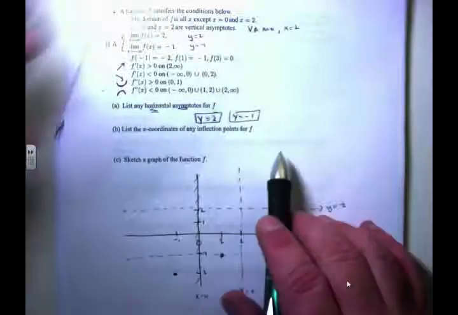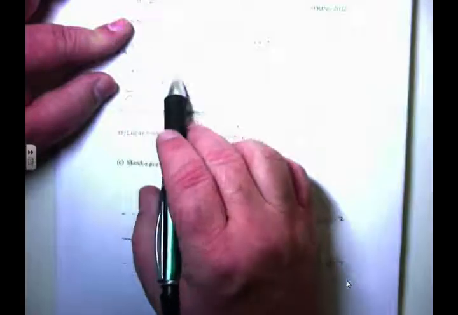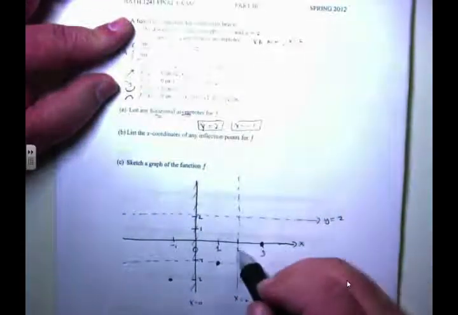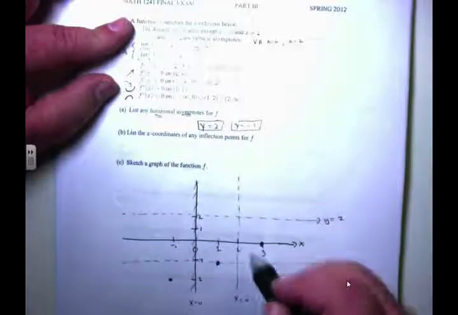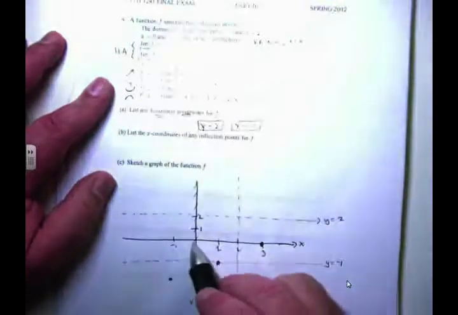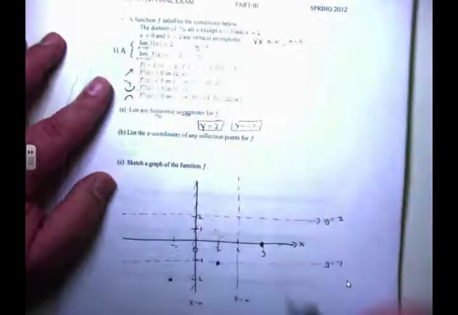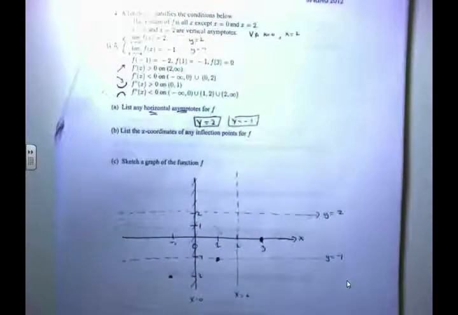Now, let's put all my information together. I know that I am increasing, positive derivative, on the interval 2 to infinity. So on 2 to infinity, I know I've got to increase, right? So I'm just kind of lightly reminding myself I'm going up there. And on the interval between negative infinity to 0 and on the interval between 0 and 2, I'm going to have to decrease in these intervals. Okay, I'm going to go down.